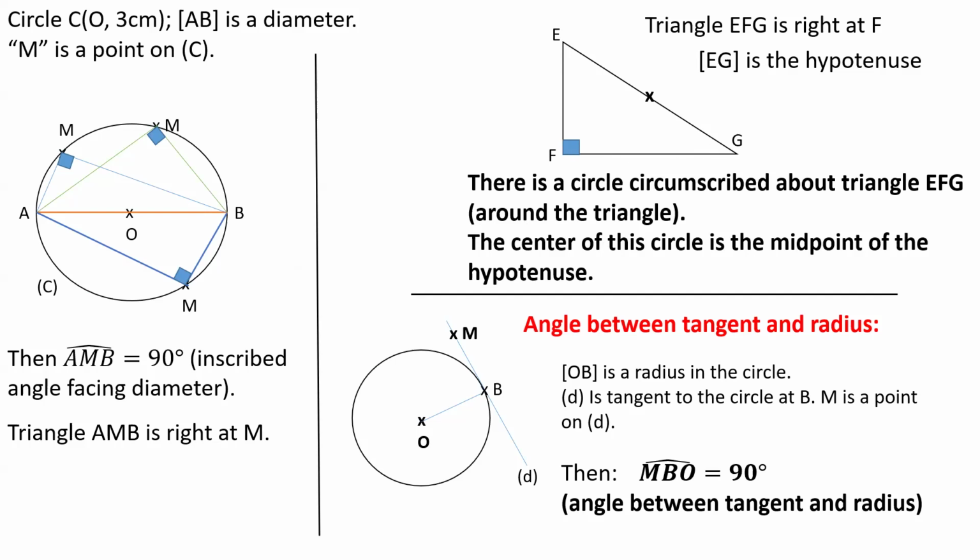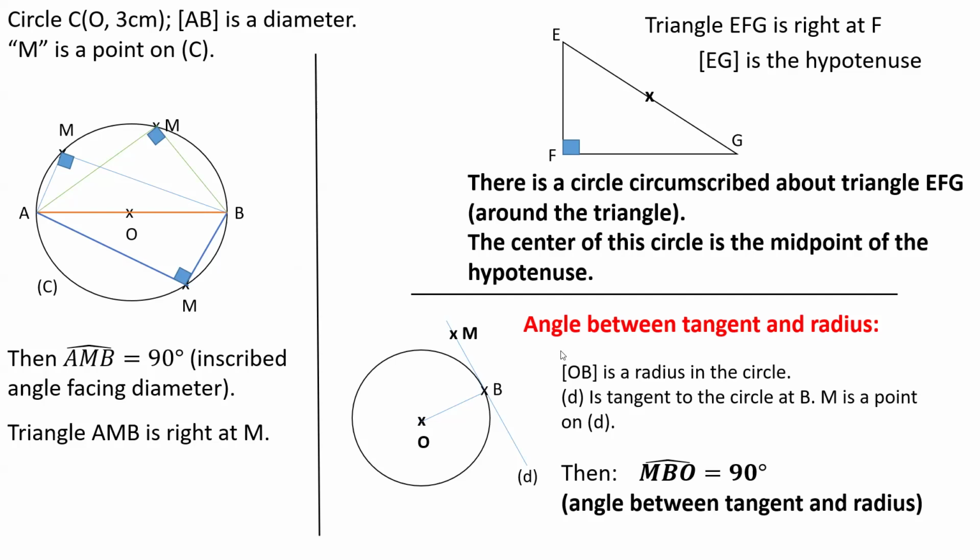In a right triangle especially, to draw a circle circumscribed about the triangle, I need to know where the center of this circle is. In a right triangle, the center of the circle is always the midpoint of the hypotenuse. Who's my hypotenuse? It's EG. So the center of the circle will be the midpoint of the hypotenuse EG. This is very important.